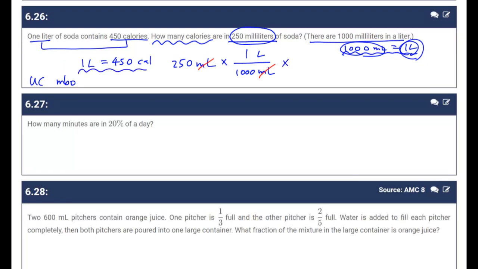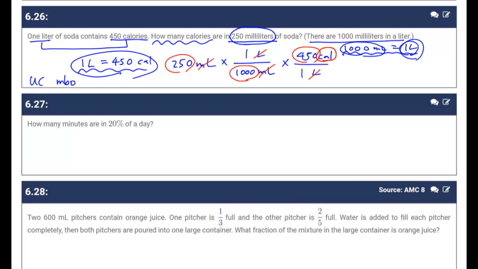So I'm going to put 1 liter on the bottom so that the liters will reduce again. And I'm going to put 450 calories because 1 liter is the same thing as 450 calories according to this, right? Now, all I have here is number of calories. All we have to do is multiply these and divide by 1000 and multiply this, right?